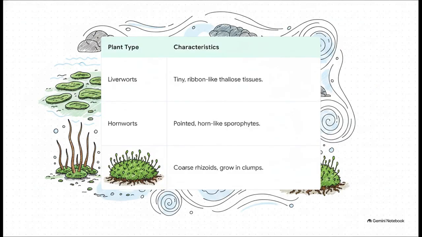There are actually 3 modern types of non-vascular plants, and each is uniquely adapted to survive. First up are liverworts, which are tiny and often have these ribbon-like photosynthetic tissues called a thallus structure growing in ground-carpeting colonies. Next, we have hornworts. They're similarly minute, but they are uniquely characterized by their long, pointed sporophytes that literally look like tiny horns rising above the plant body. And finally, mosses. These tend to be slightly larger, have coarser multicellular rhizoids, and they grow in dense clumps to really maximize their moisture retention.